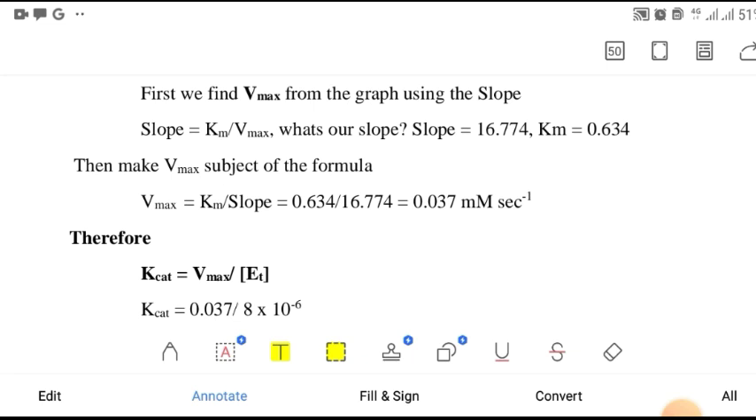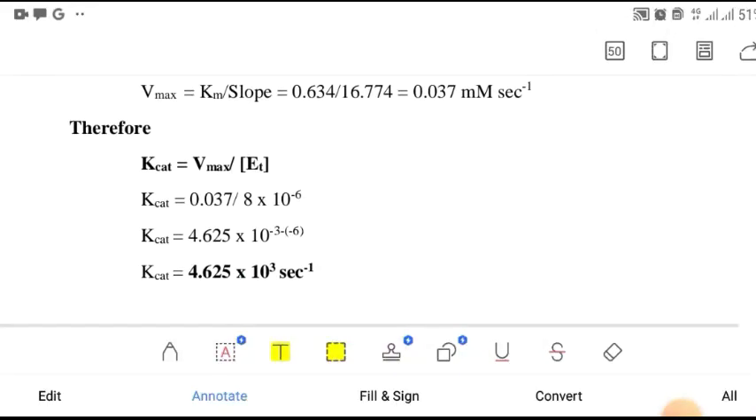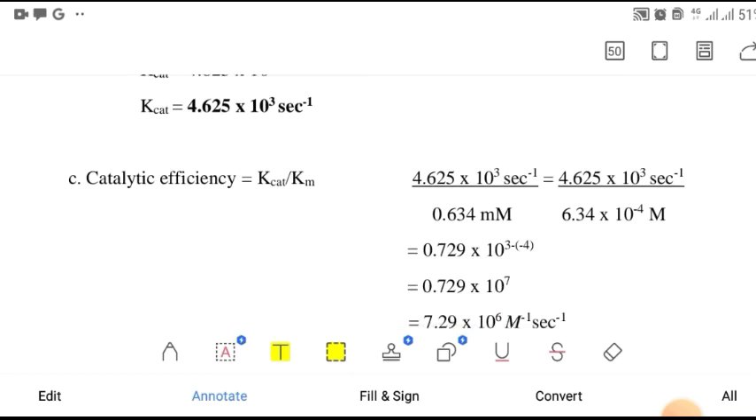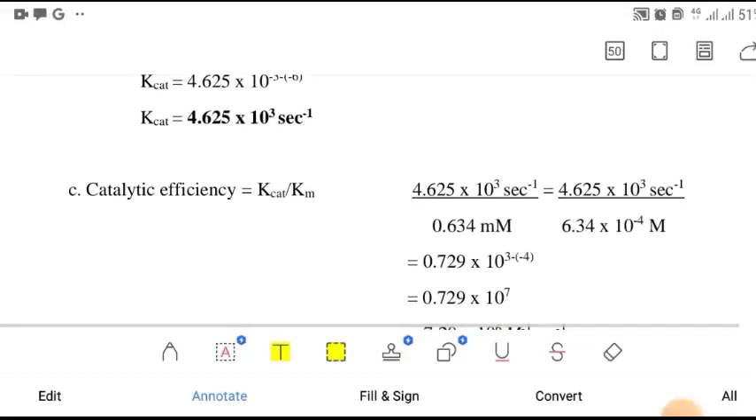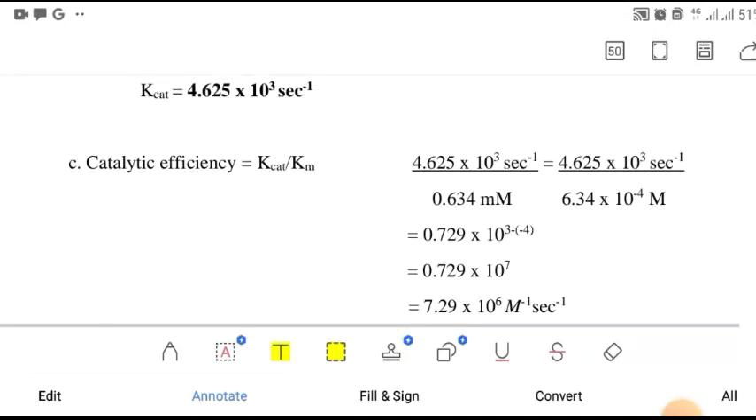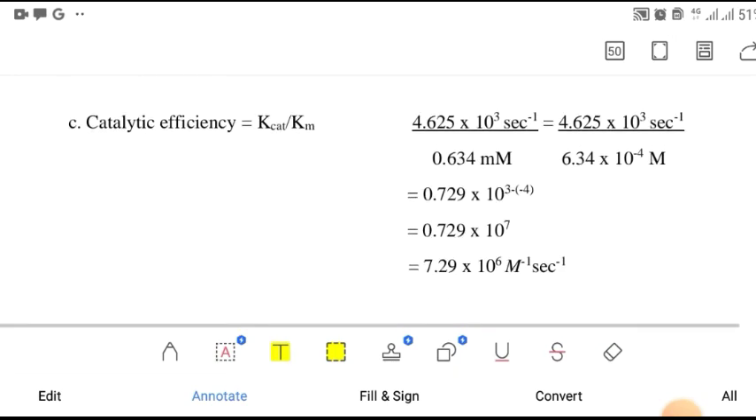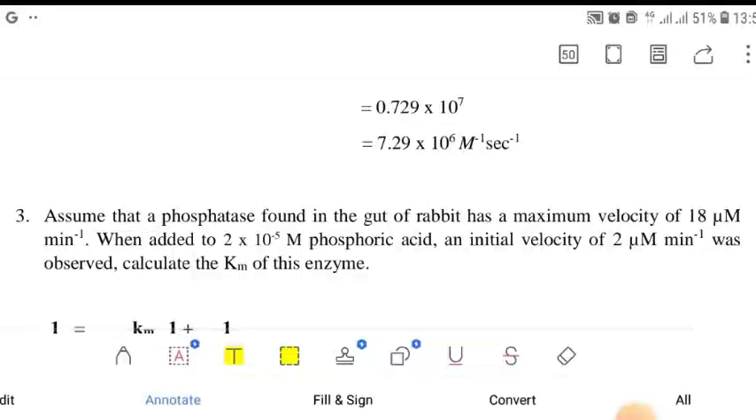You remember it is in micromolar. So you do that and you'll be able to work with your indices, and you'll be able to get 10 raised to power 3. So if you don't know your indices, I think this is the best time for you to do it. Now, for catalytic efficiency, which is Kcat over Km, just follow the same principle. You've known your Kcat, you've known your Km, just plug it in, obey the rules of indices, and you'll be able to get your final answer.